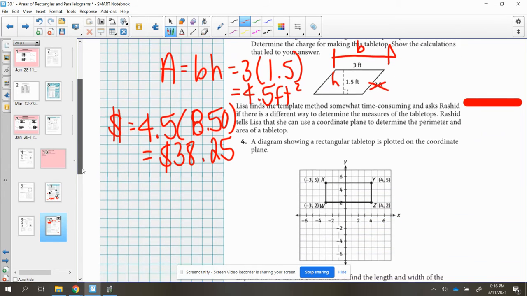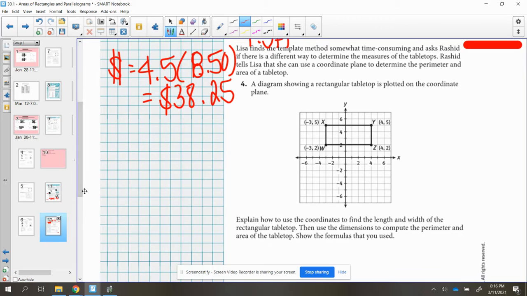Now, sometimes we are going to have a picture on the coordinate graph. So we're going to need to count the distance to figure out our base and our height. So we had to move from -3 to 4 for a total of 7 units. And then our height, we have 2 going up to 5 for a total of 3 units. So our total area here is 21 units squared.